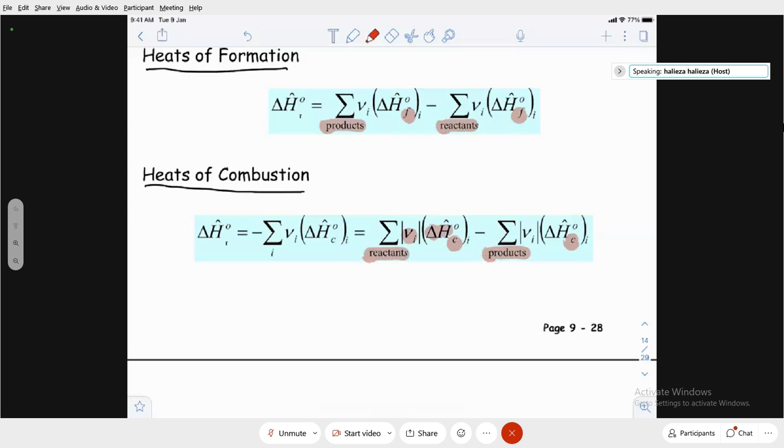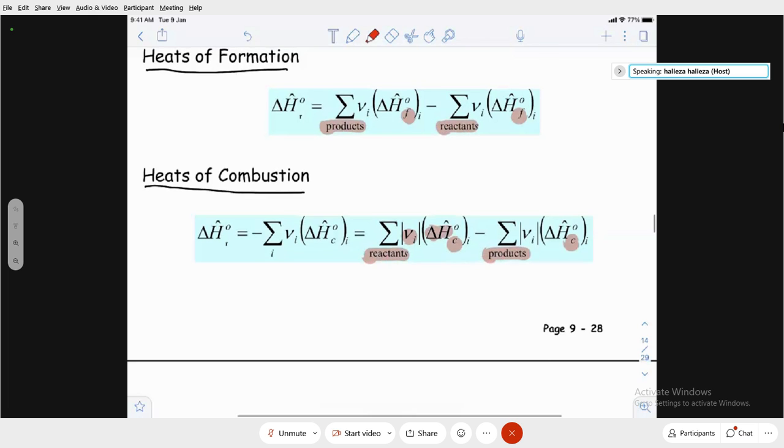Okay? As I mentioned just now, a method to remember is that whenever you look at heat of combustion, the fuel is the one that you're going to burn, so the fuel is the one that is the reactant. So the first term will be your reactant. Okay? If you're using the heat of formation, the product is the one that is being formed. So the first term will be your product. That's how to remember.